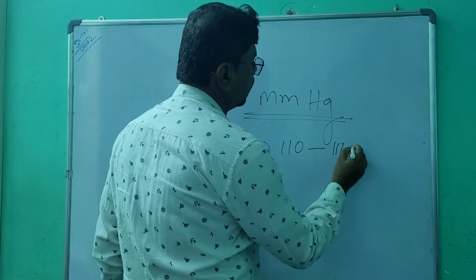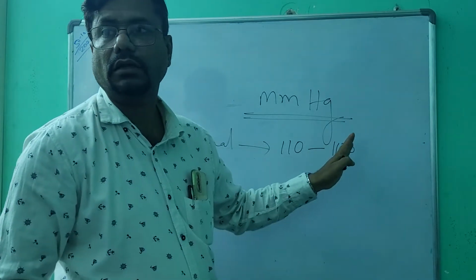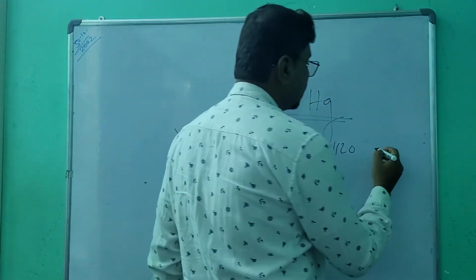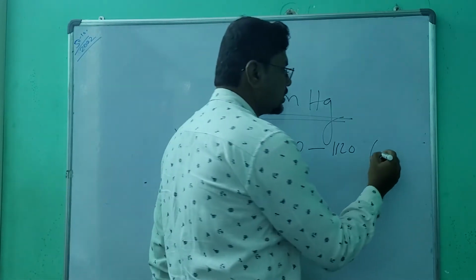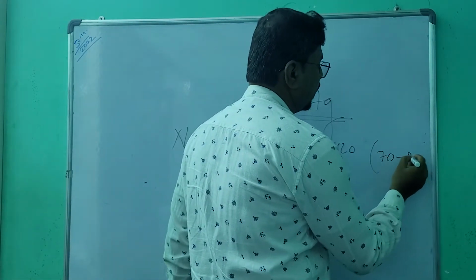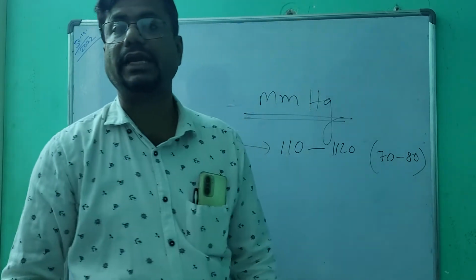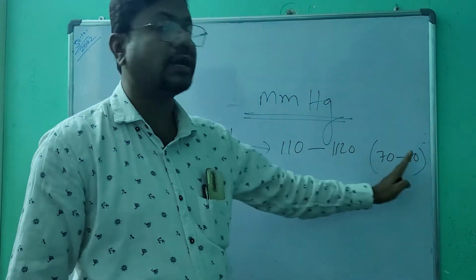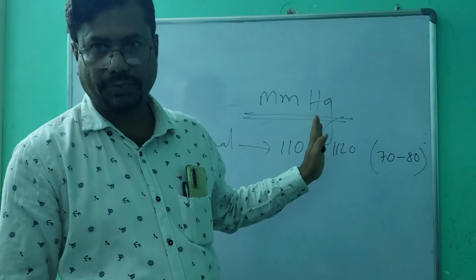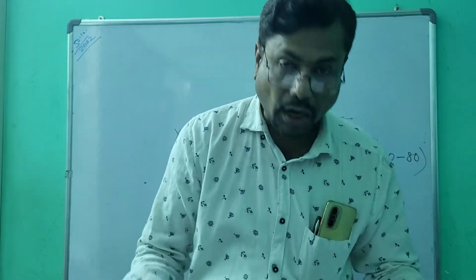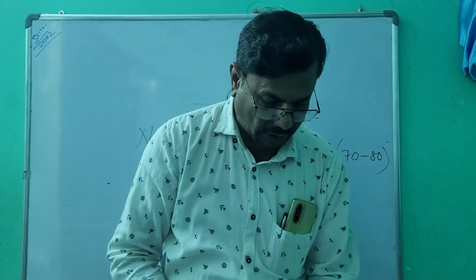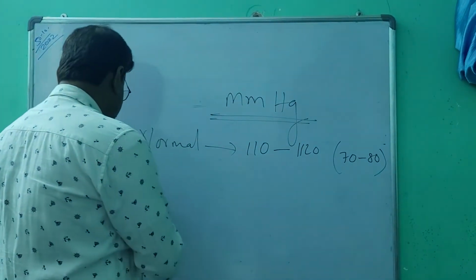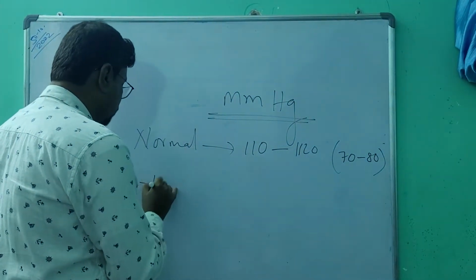to 120 systole. Then the diastole is 70 to 80. This is the normal range. If the pressure is up to this range, then we will say it is normal. Then we will say pre-hypertension.